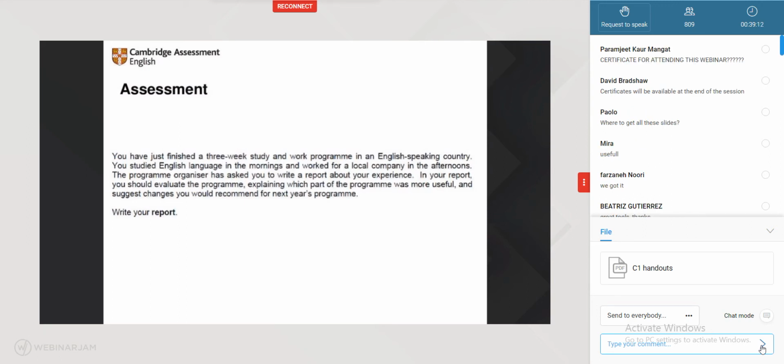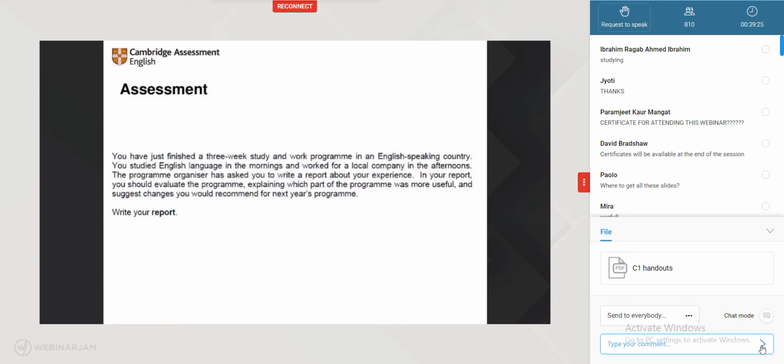But we're going to have a look at a couple of sample answers and see how the criteria is applied by examiners. So here is a report, a fairly typical report at C1. I'll leave that on screen for a bit. Yes, the certificates will be made available at the end of the webinar.